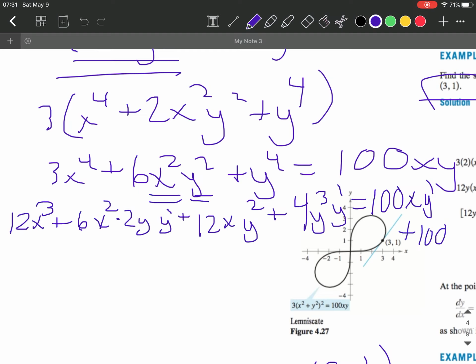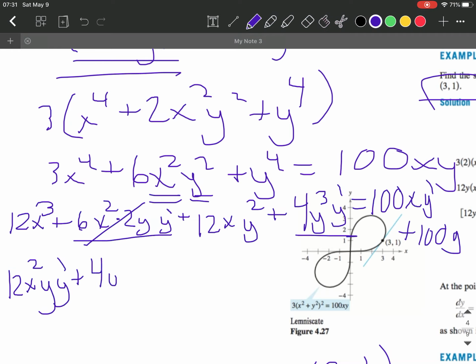plus 100y. Now everything that has y prime goes over to the left side of the equation and everything that doesn't have y prime, let's take it over to the right side of the equation. So let me simplify that, that would be 12x squared y prime plus 4y cubed y prime minus 100x y prime.